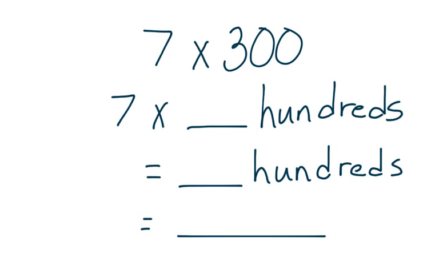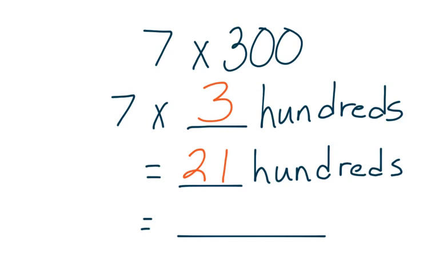The first thing that we want to do is dissect the number 300. How many hundreds are there in 300? There are 3. So when we multiply 7 times 3, what do we get? We get 21 hundreds. Now we want to write 21 hundreds in standard form.